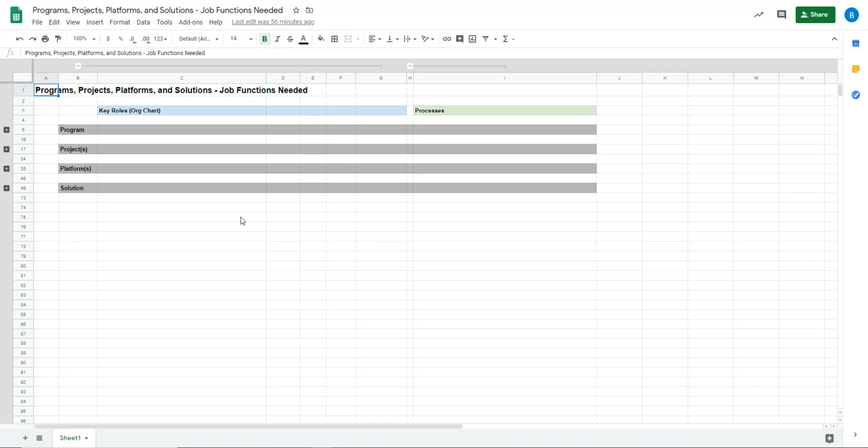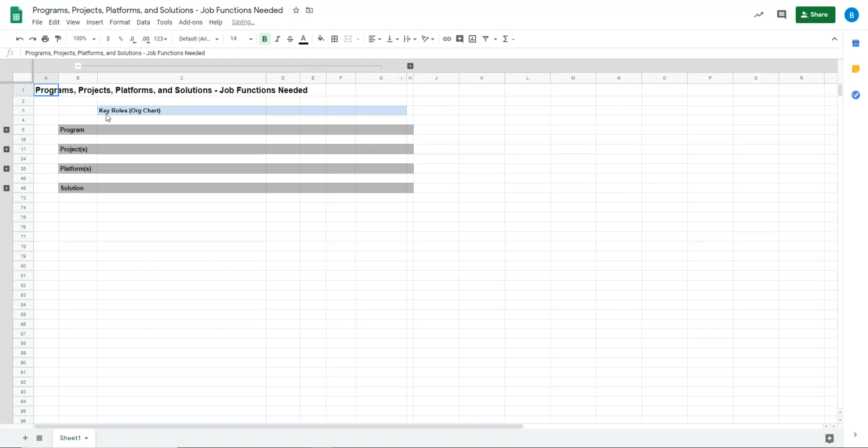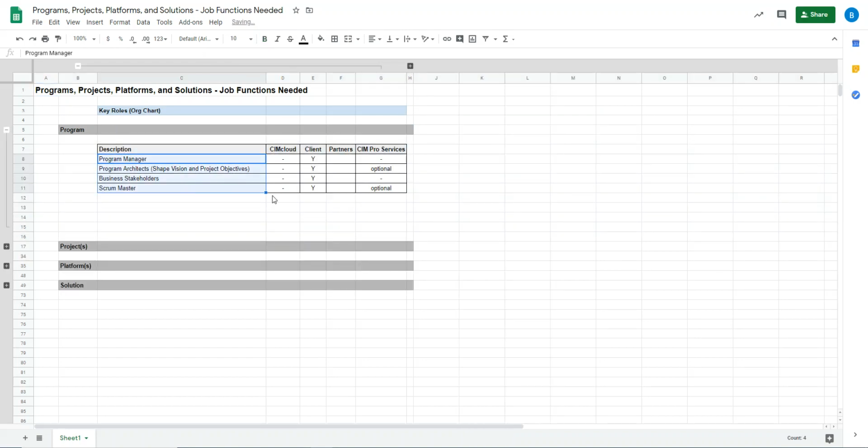If you look, this is just a little Google sheet that I pulled together talking through the program, project, platform, and solution. And I'll start here with the org chart. If we look at the program, these are typical roles that are involved in the program. And let me see if I can zoom in a little bit.